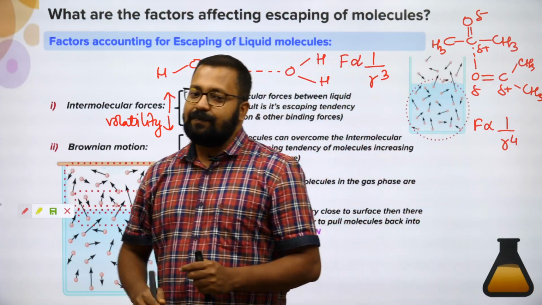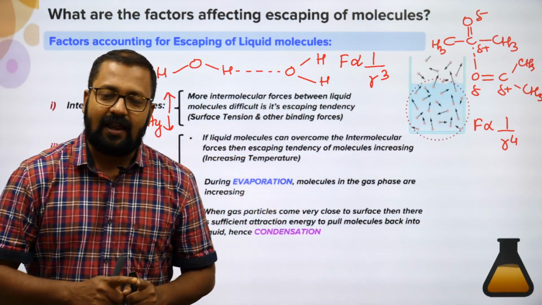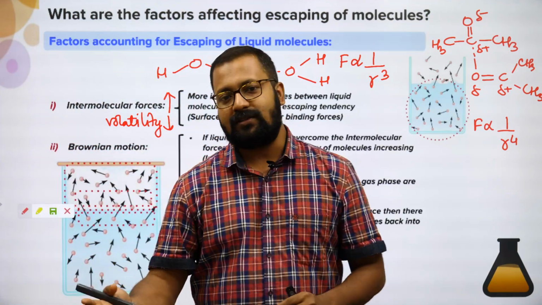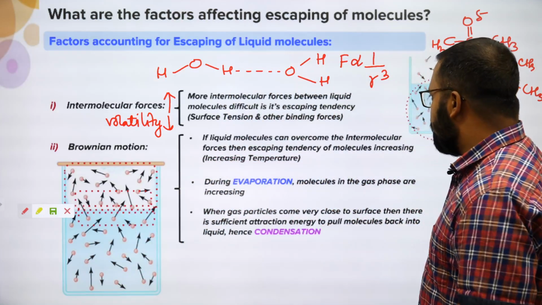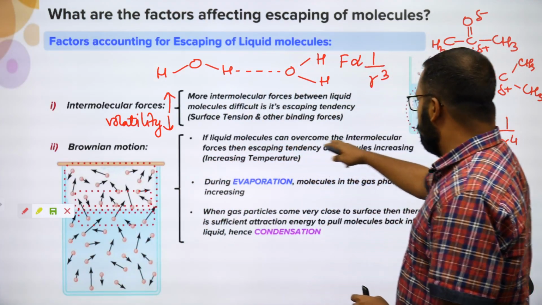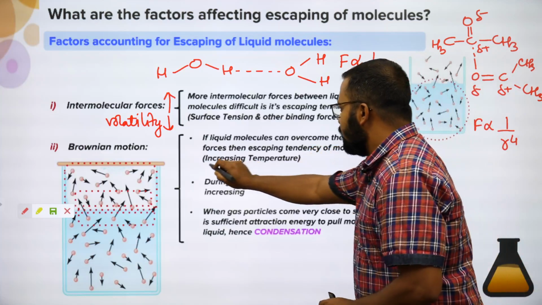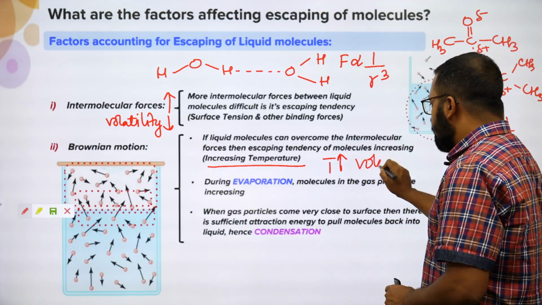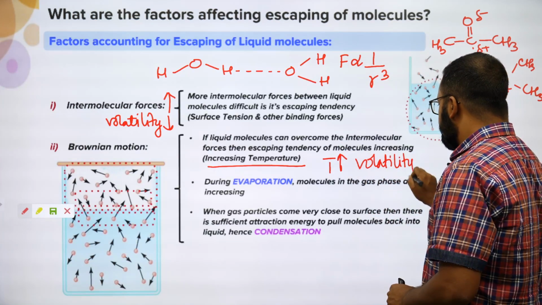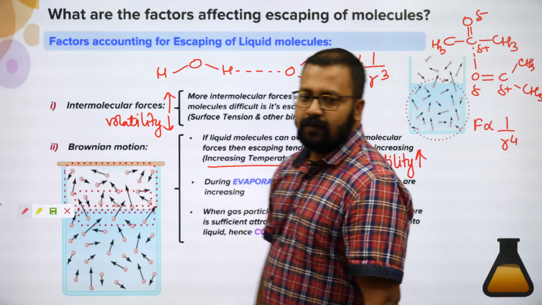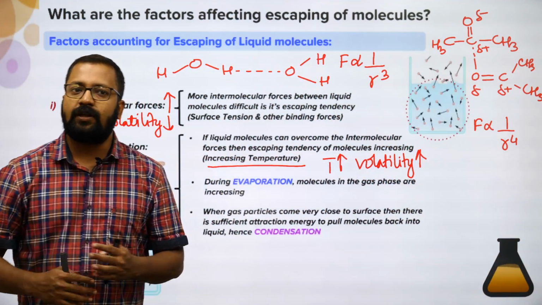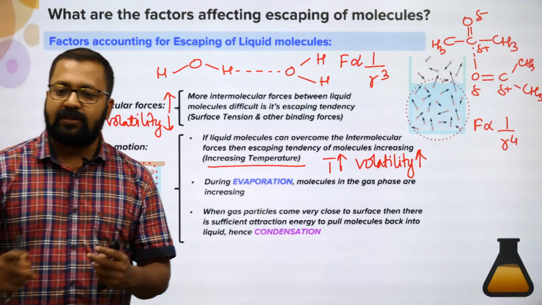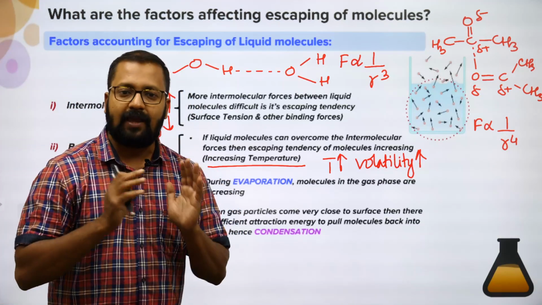And you have read in the gaseous state that for increasing the kinetic energy, I need to increase the temperature. So if liquid molecules can overcome the intermolecular force of attraction, if temperature increases, volatility increases. Okay, so we now know two factors, force and temperature. Remember this, okay.